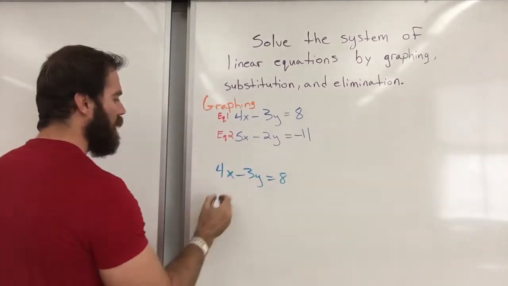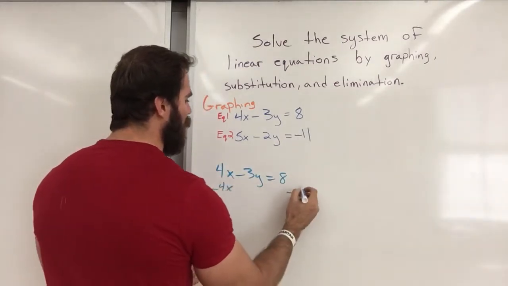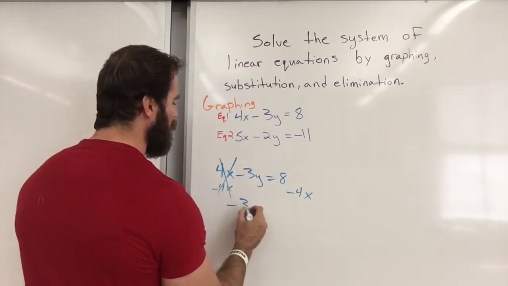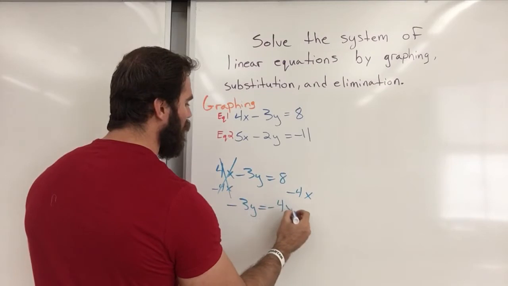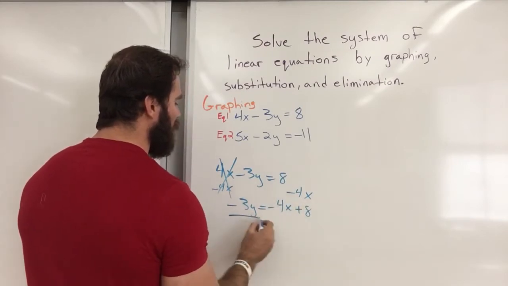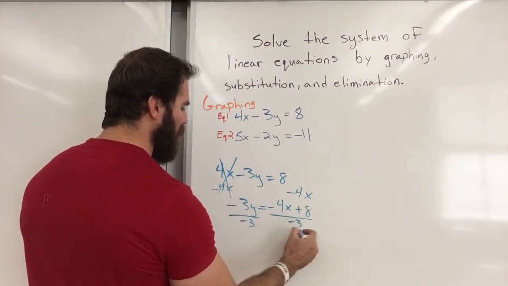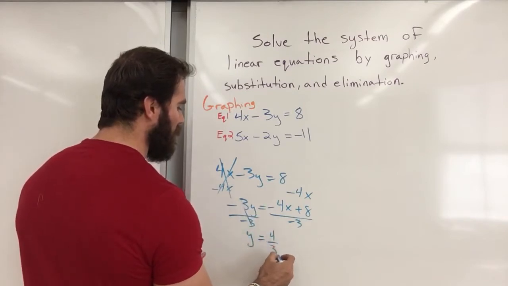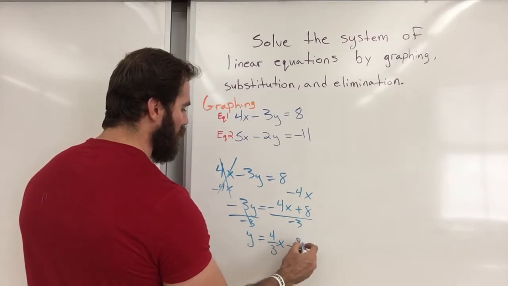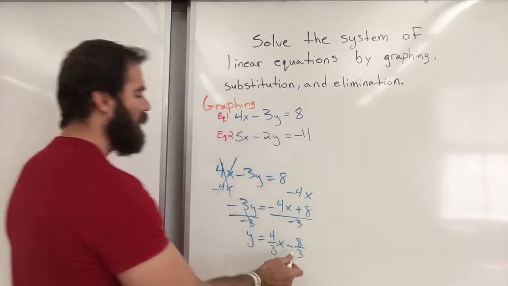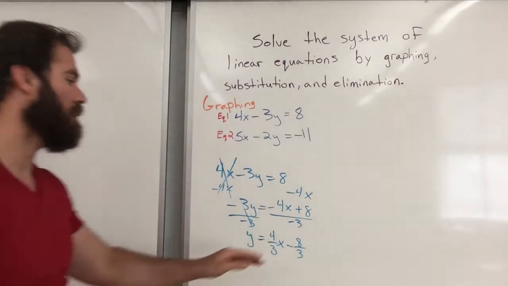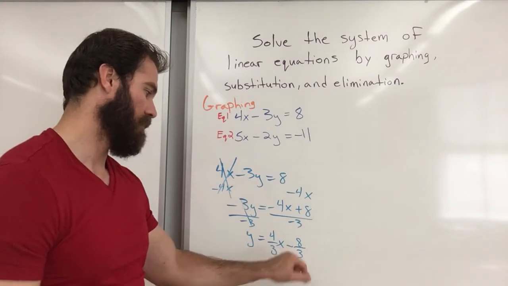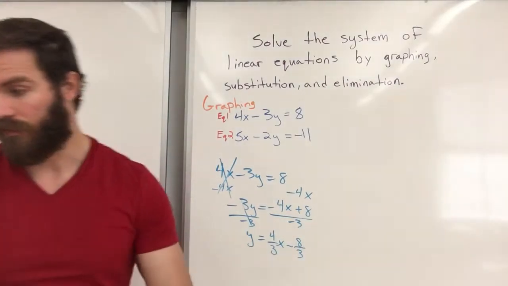And now I'm going to use algebra, subtract the 4x from both sides. I'm going to divide by -3. And I'm going to get this, which is not very kind, having a decimal like that, or a fraction, but it's okay. It's not the end of the world.